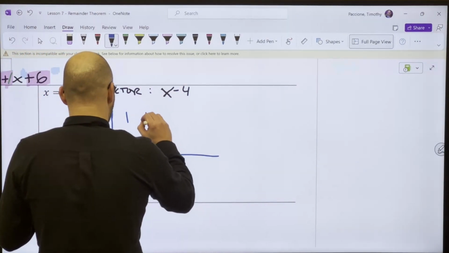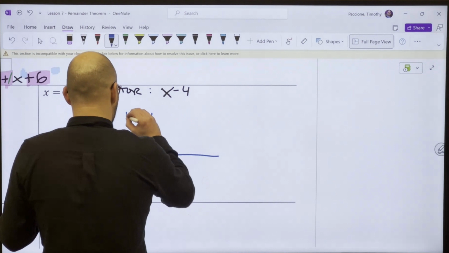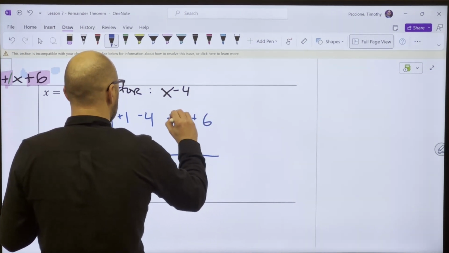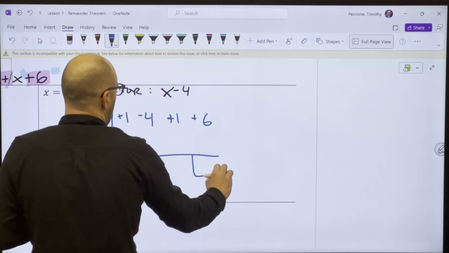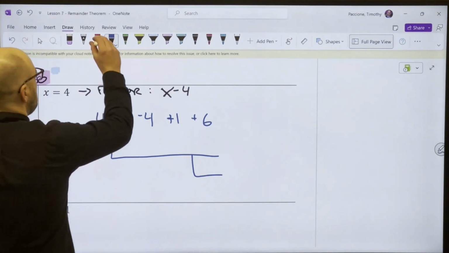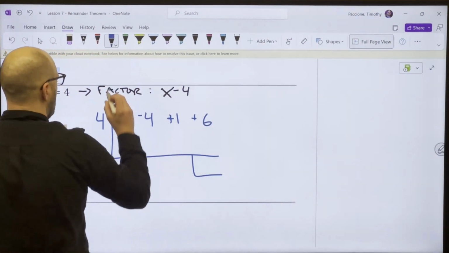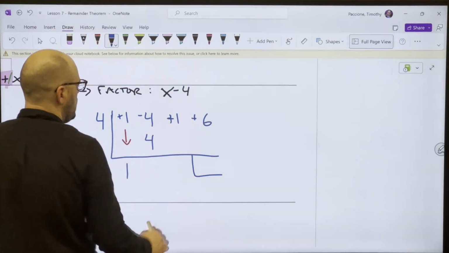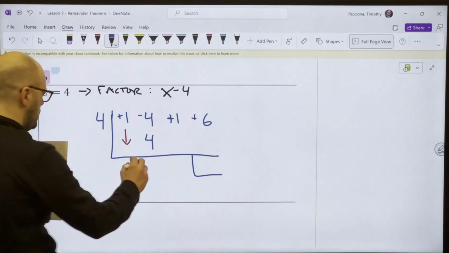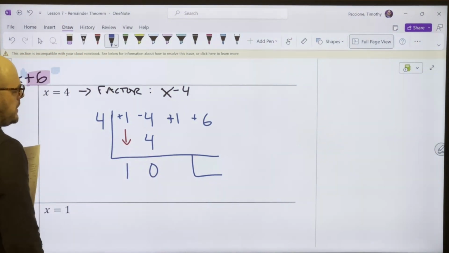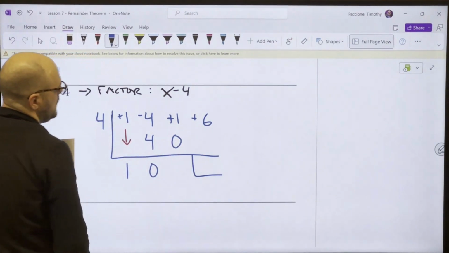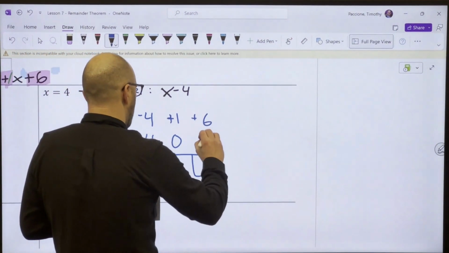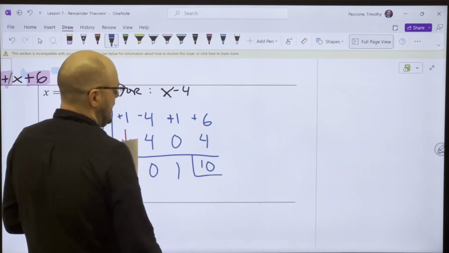1, negative 4, 1, 6. Okay? Put a little box for my remainder. Bring it down. And then it's 1. 4 times 1 is 4. Negative 4 plus 4 is 0. 0 times 4 is 0. 1 plus 0 is 1. And then 4 times 1 is 4. Add them together, you get 10.